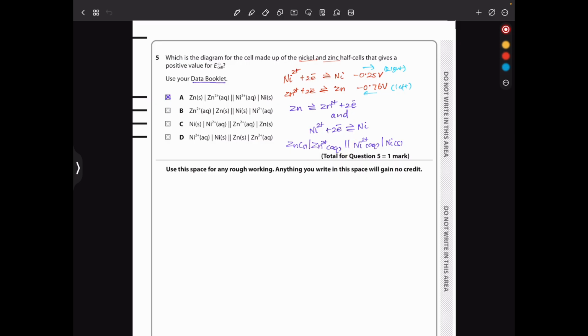Then the other side where reduction is going to occur, we begin with the most oxidized version, which is going to be nickel 2, becoming nickel 1 as reduction takes place. So the answer should be A.